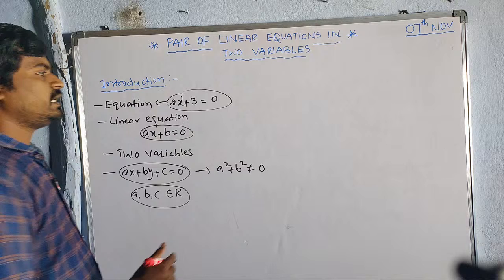Required solution here: x equals 1, y equals 1. If you write it in brackets, (1, 1). So this is the answer, friends. Solution means the values satisfy both of the linear equations in the pair. Then we call it a solution, the required solution for the linear equation in two variables.